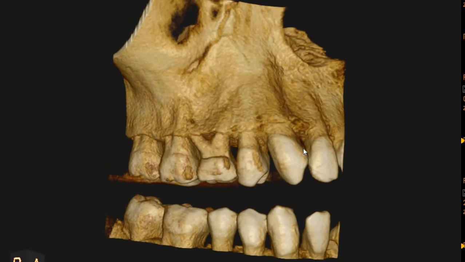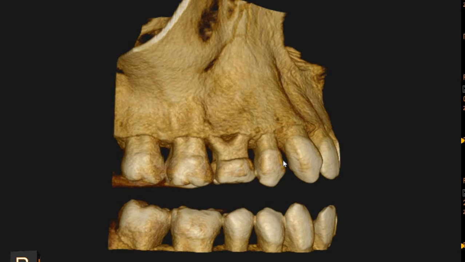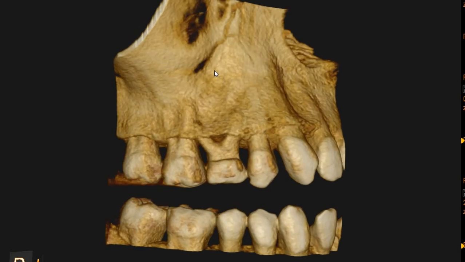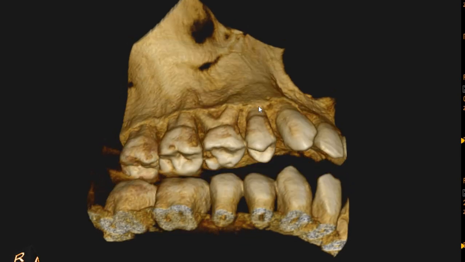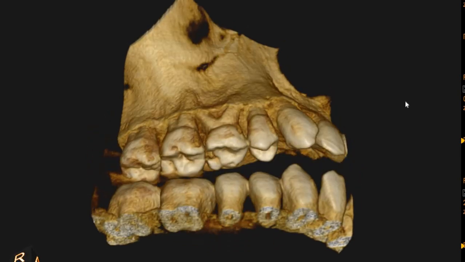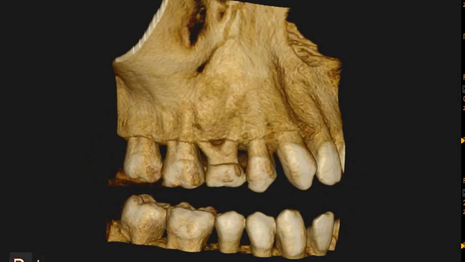This is the CBCT of the patient which you had requested. The area of interest is the upper right 4, upper right 5, and upper right 6. Here you can clearly see we've got an upper right second premolar which is missing, and the upper right deciduous second molar is present here. The second molar has a distal cavity as well.